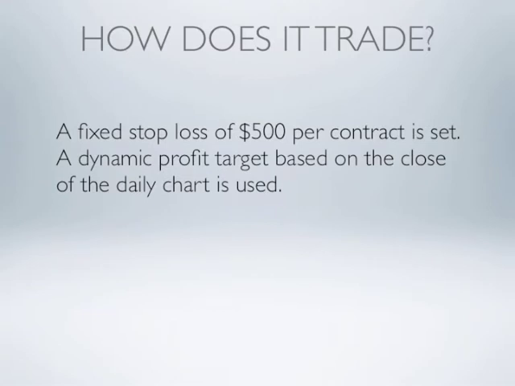There's a fixed stop loss we use, $500 per contract, and we use a dynamic profit target. And this dynamic profit target is based on the close of the daily chart. Once again, this profit target is revealed in other videos if you're at all interested. And of course, the complete rules are available to those who purchase the system.